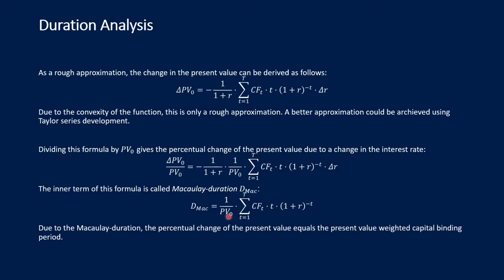Due to the Macaulay duration, the percentual change of the present value equals the present value weighted capital binding period. So here we have a discount factor, that's why it is present value weighted. And here we have the capital times the binding period. So we have cash flow and discount factor, which is present value, times t, present value weighted capital binding period.